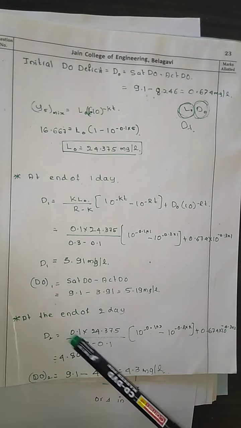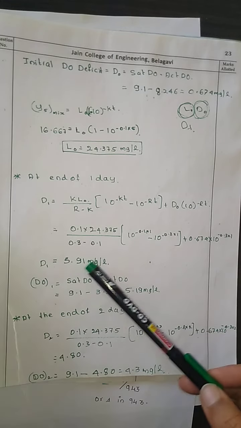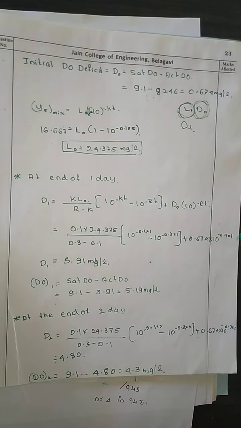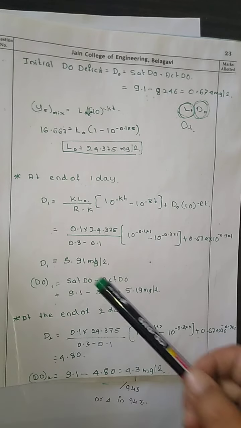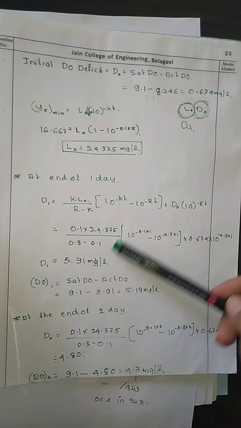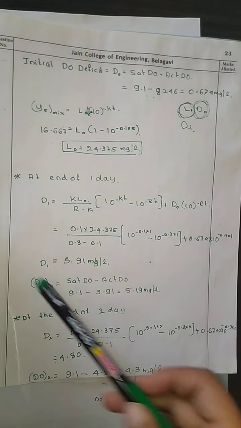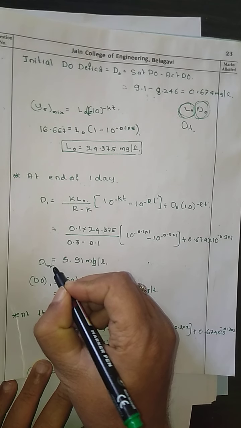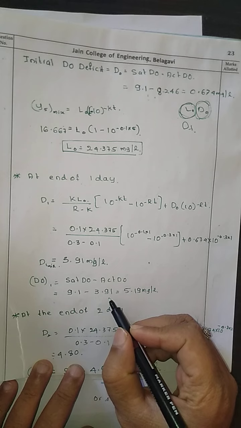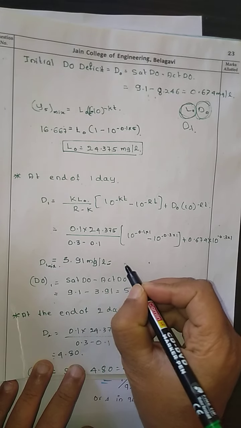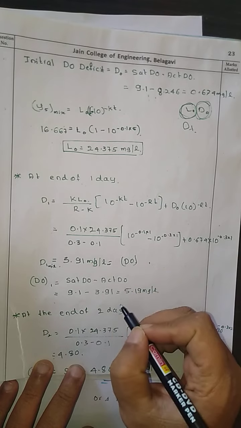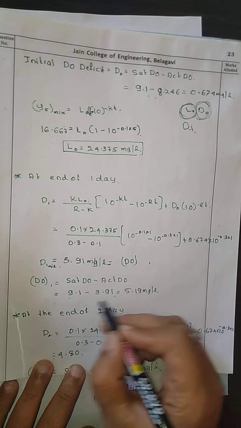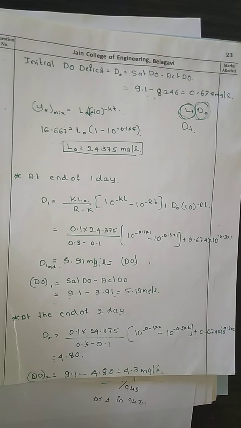Now day 2, when it is going to mix. You may ask what is this D1 and what is this D2. After mixing of the wastewater and the river water, at the end of 1 day you can find out the DO deficit. This is at the end of 1 day, of the mixture. But from the saturation DO, how much is the reduction? This is the DO deficit of the mixture at the end of 1 day. If you take it from the starting, it was 9.1 minus 3.91. That is the reason why you have done the reduction.